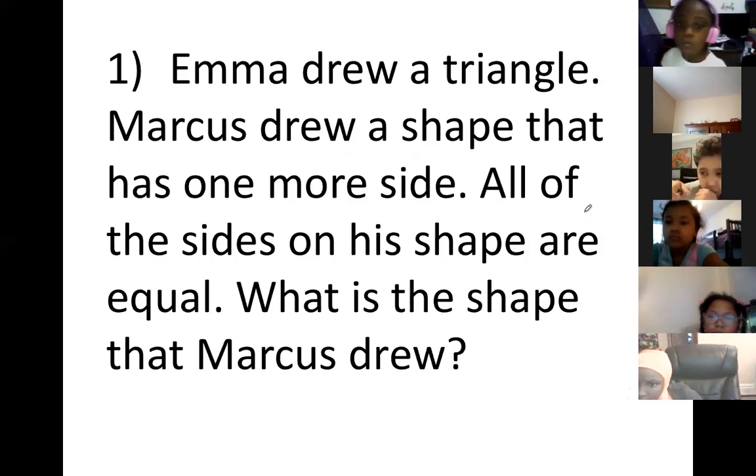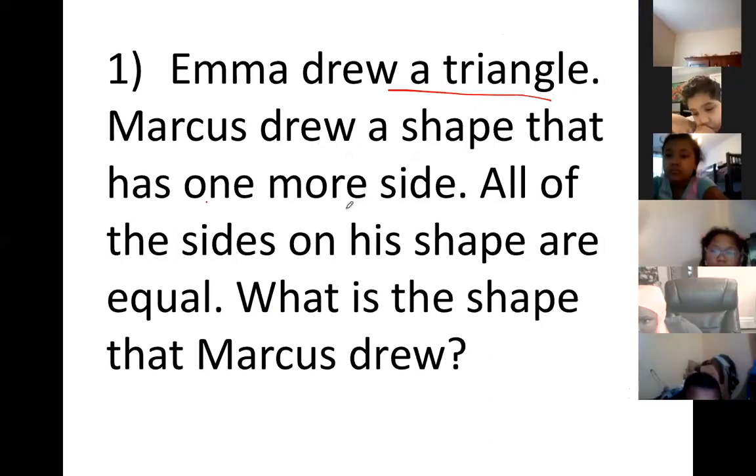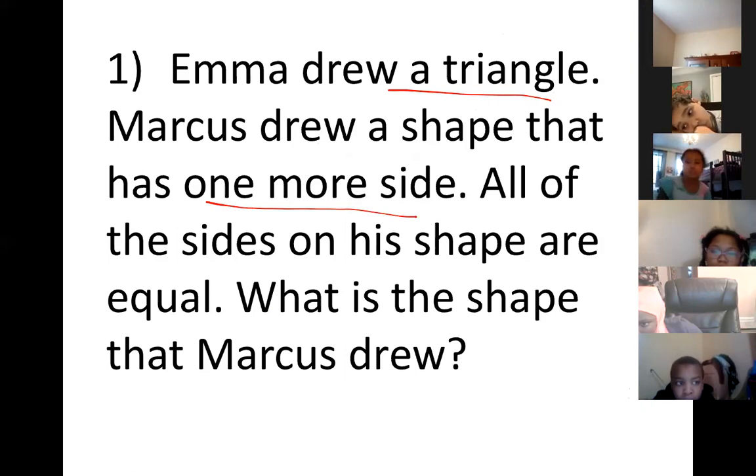Go ahead, Gabby. The question says that Emma drew a triangle, and then Marcus drew a shape that has one more side. All of the sides on his shape are equal. What is the shape that Marcus drew? Great job, Gabby. So let's start with thinking about what this question's asking us.